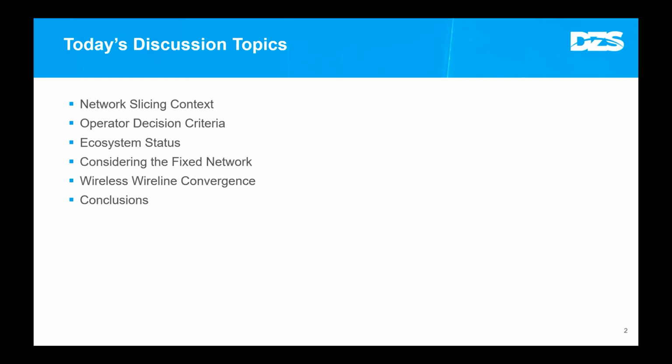We'll look at the status of the ecosystem. Again, as mentioned, this is a vibrant area, so there's a lot of activity here, including from a standards perspective, and we'll visit that briefly.